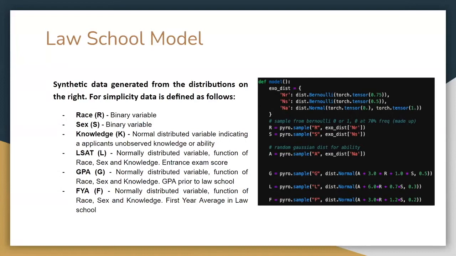Knowledge is a normally distributed variable indicating an applicant's unobserved knowledge or ability. LSAT is a normally distributed variable, a function of race, sex, and knowledge. GPA is a normally distributed variable, a function of race, sex, and knowledge. So GPA basically means the GPA prior to law school. FYA is a normally distributed variable, a function of race, sex, and knowledge.